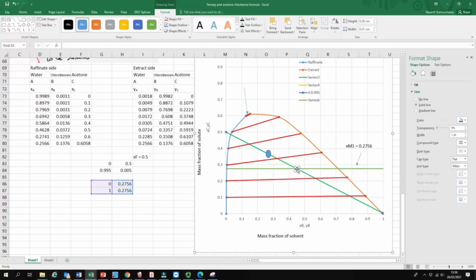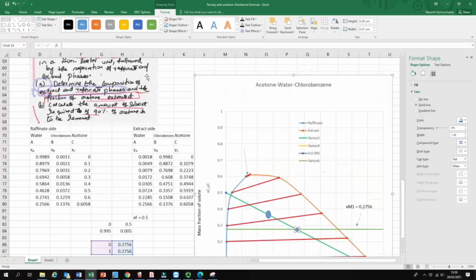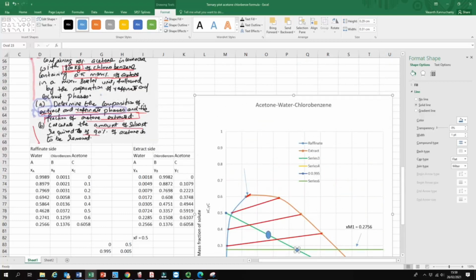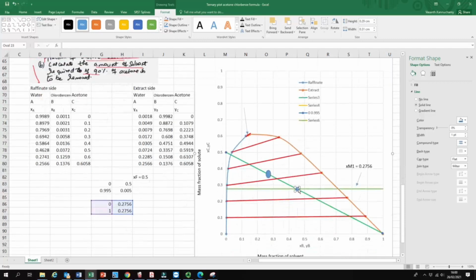What I said to you before, if you look at the question, what we ask is: determine the composition of extract and raffinate phases and the fraction of acetone extracted. So let's answer the first part. What will be the composition of extract and the raffinate phase? If this is our mixing point, then whatever tie line cuts through this point, let me take one tie line just for example.